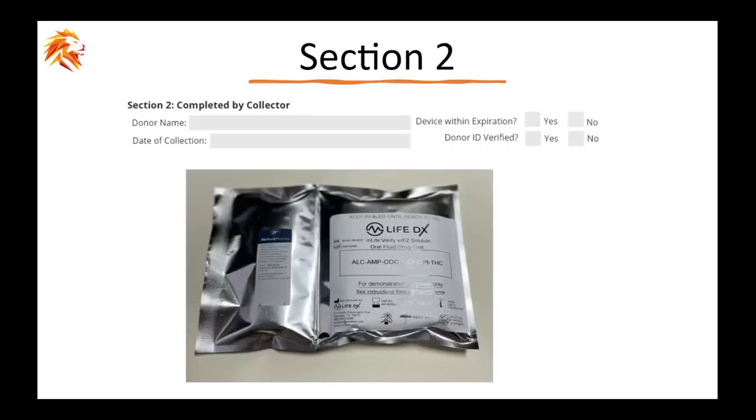In Section 2, please fill out the donor's name. Sometimes the DER and the collector are not the same person. This allows the collector to make sure that they are testing the person that the DER requested. The collection date is to verify that the kit is within the expiration date, and confirmation that the donor's identification has been verified. The expiration date will be on the outside of the device packaging. If your device has expired, please dispose of it and use an unexpired device.